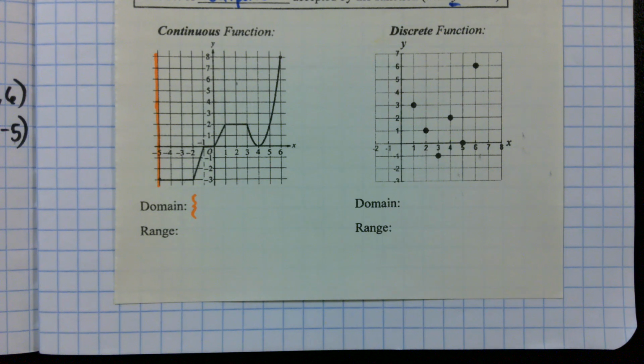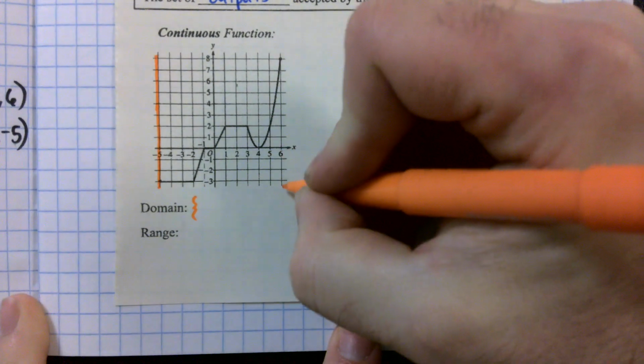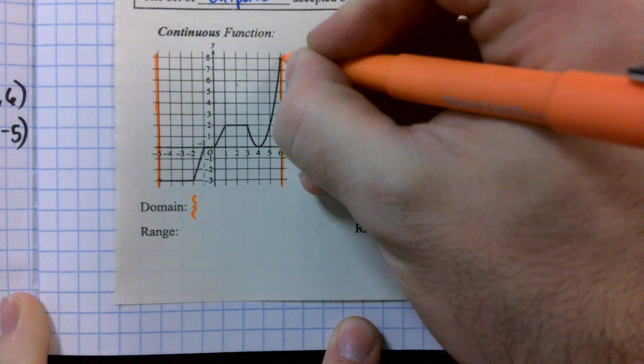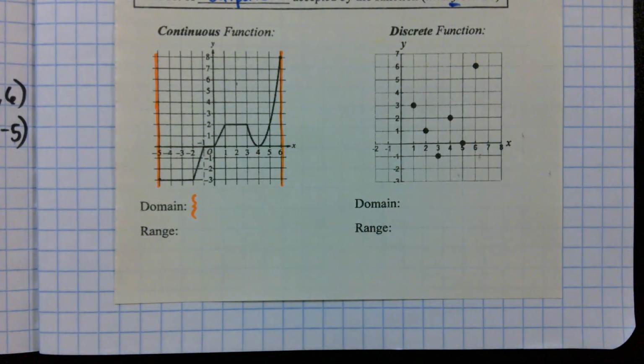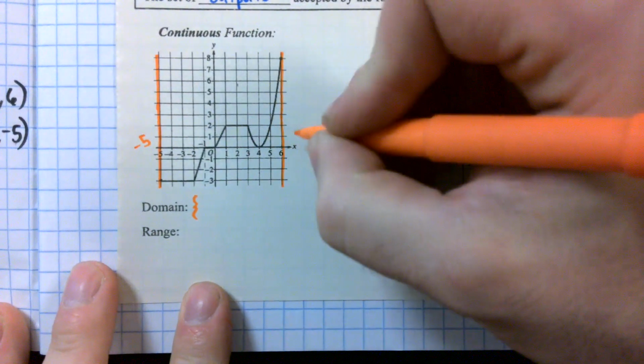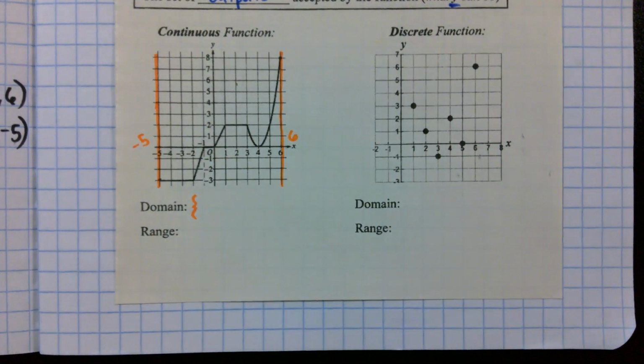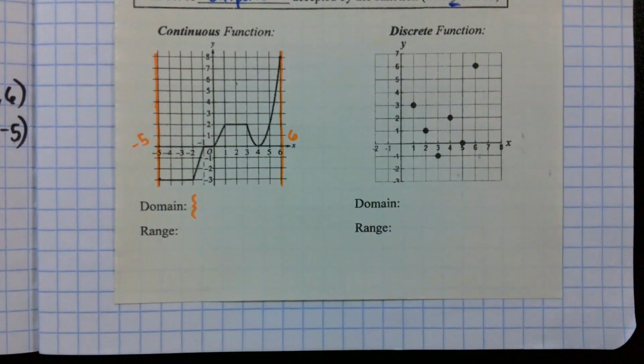What's the largest X value on this graph? 6. Positive 6. I'm going to do my other line right there in the same color. Here's how we're going to write the domain.